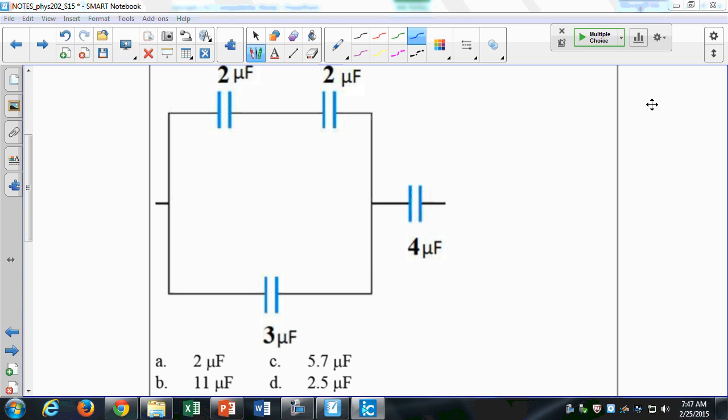So let's try that again, okay? Your first step is to combine that 2 and 2, which we know is 1, right? 1 over 2 plus 1 over 2, a half plus a half, is equal to 1 over 1, which is 1. And then I would combine that 1 with the 3 microfarad capacitor, or just add them up, the capacitors are in parallel. And then I would combine that capacitor with the 4 microfarad capacitor right here, and it would be in series.